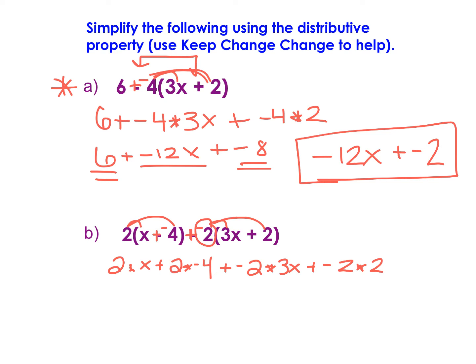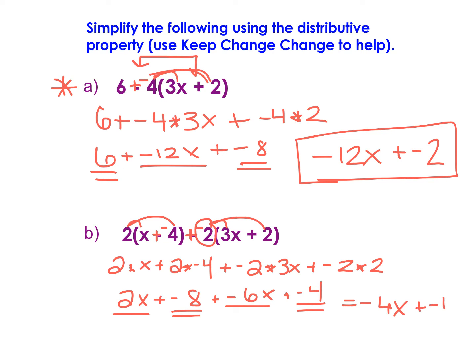So now if I simplify these a bit, I get 2x plus a -8 plus a -6x plus a -4. And I can then begin combining like terms together. So the 2x and the -6x combine together to be -4x, and then the -8 and the -4 combine together to be a -12.